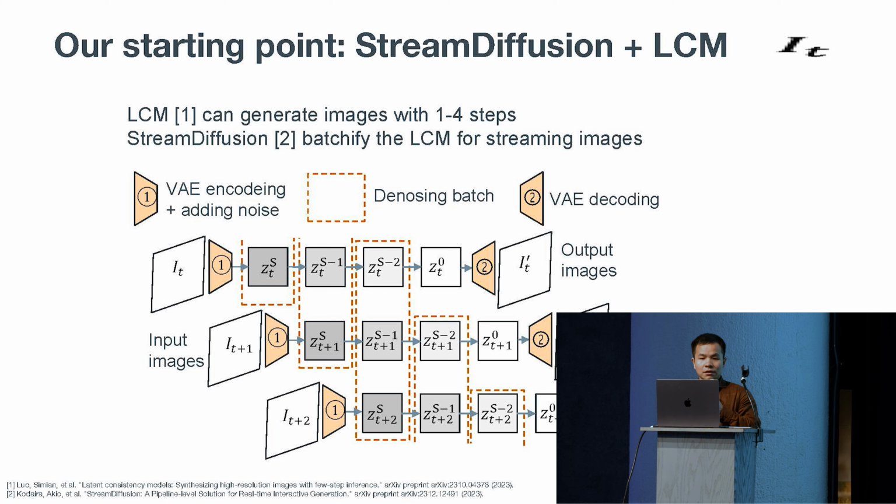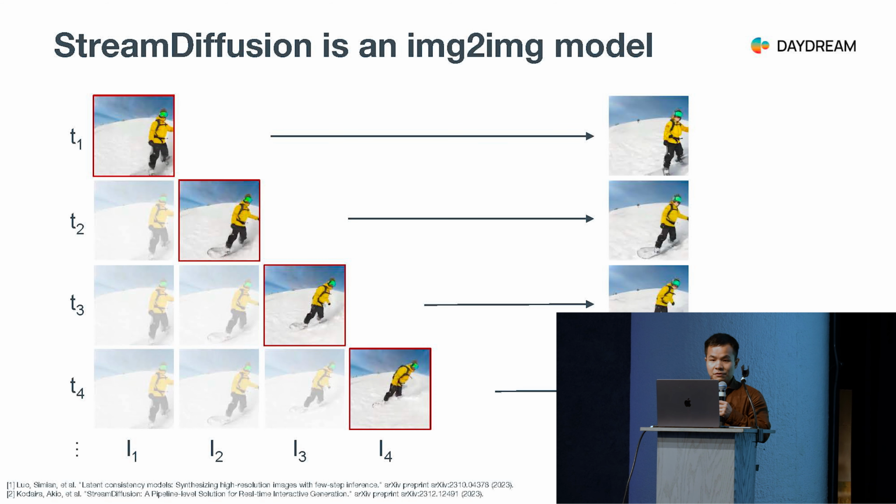But within the denoising batch, all the latents are calculated independently, which means stream diffusion is still an image-to-image model. This figure makes it more obvious. We have the first frame I1, we process it and get the output. For the second frame I2, we process it and get an output. But there is no correlation. There is no dependency among all the frames.